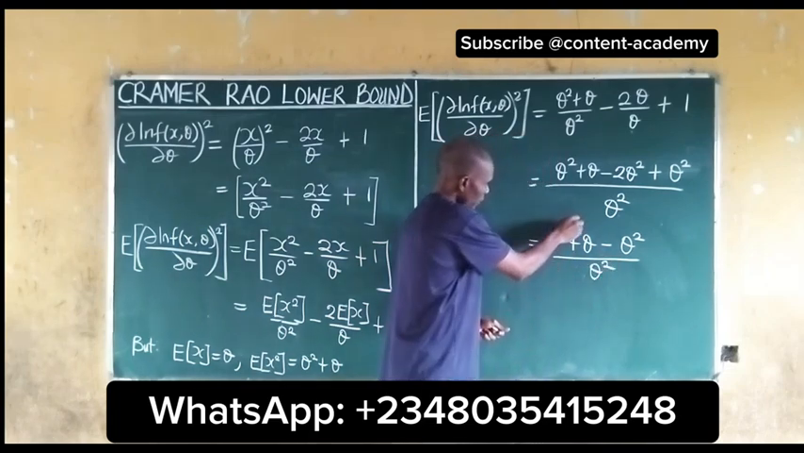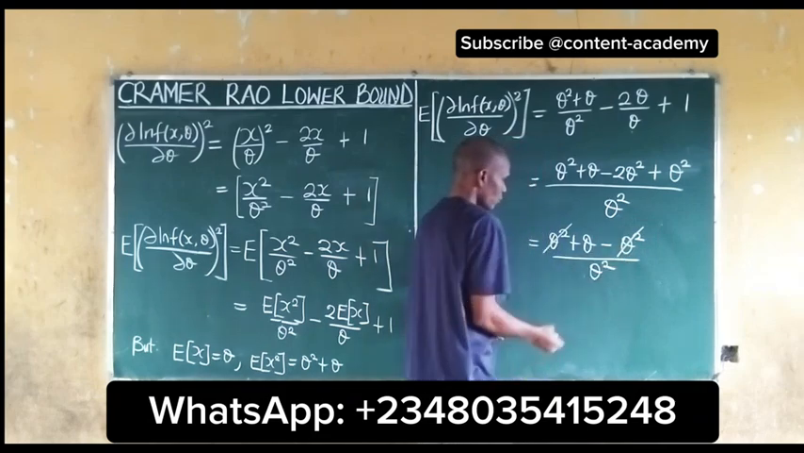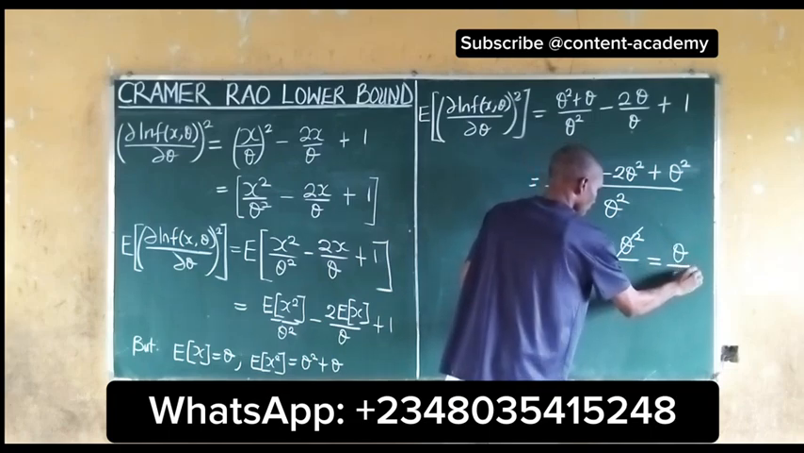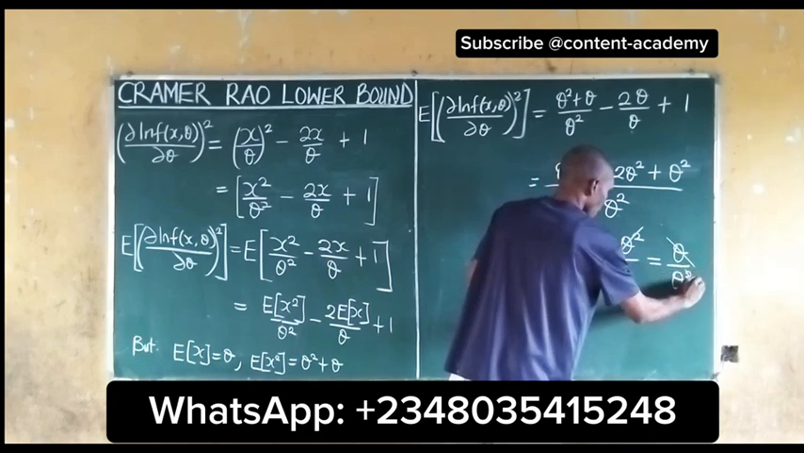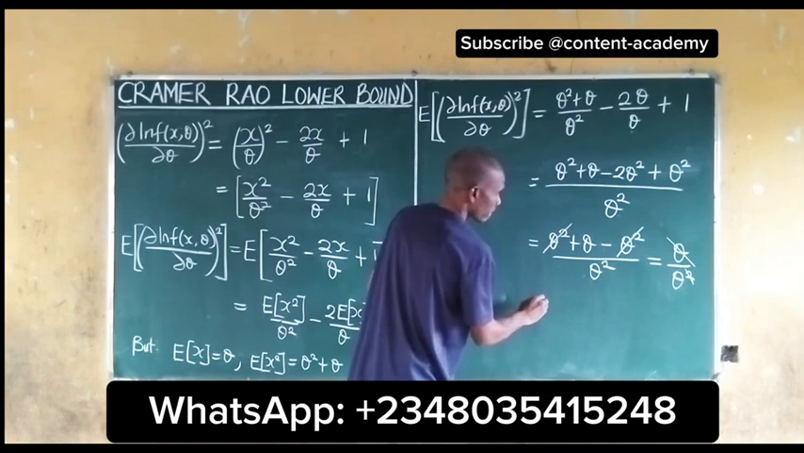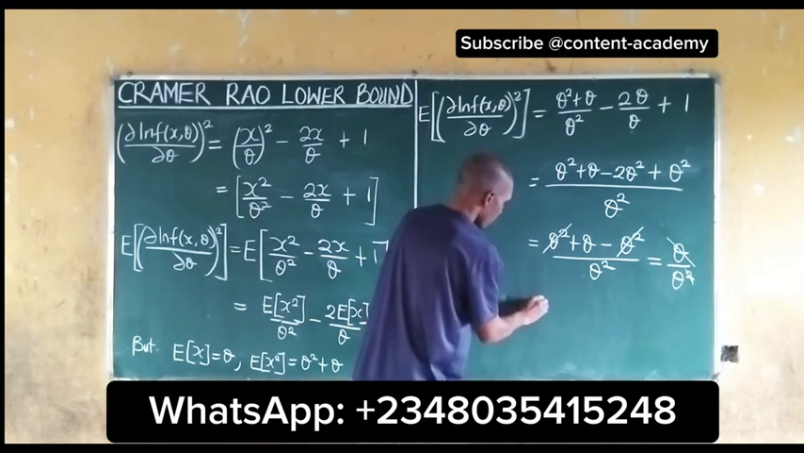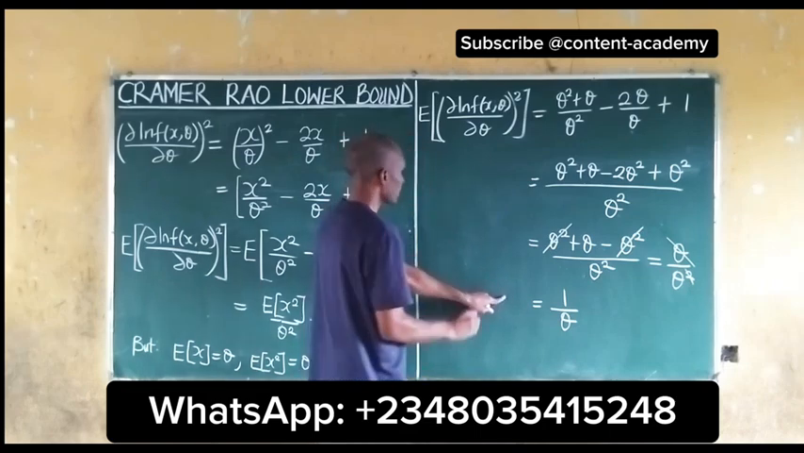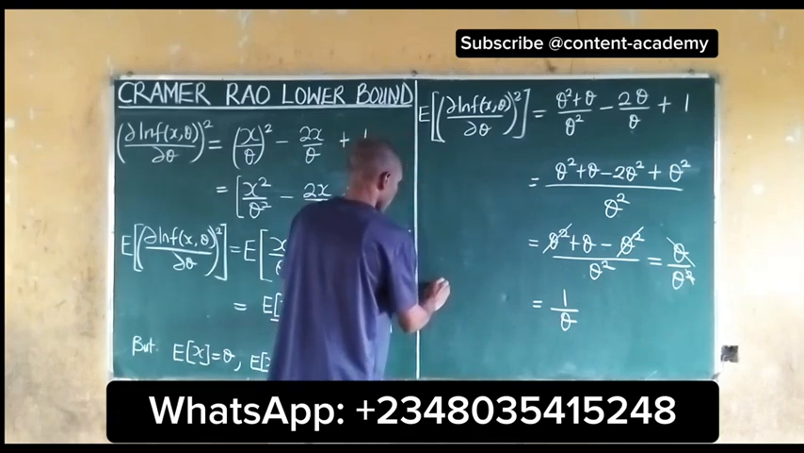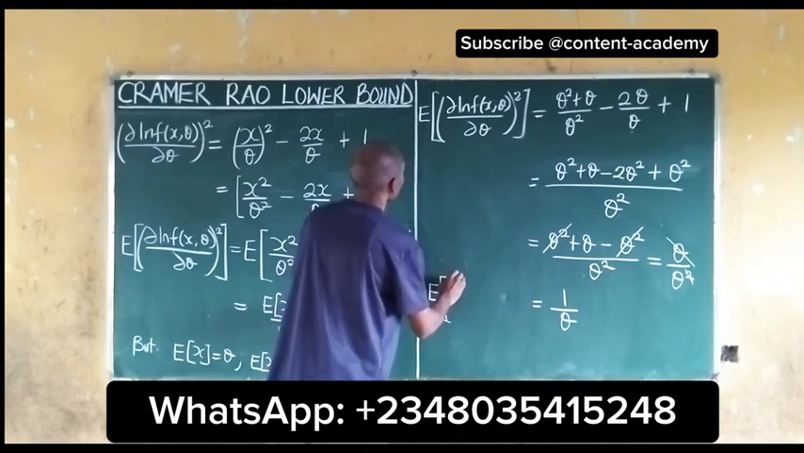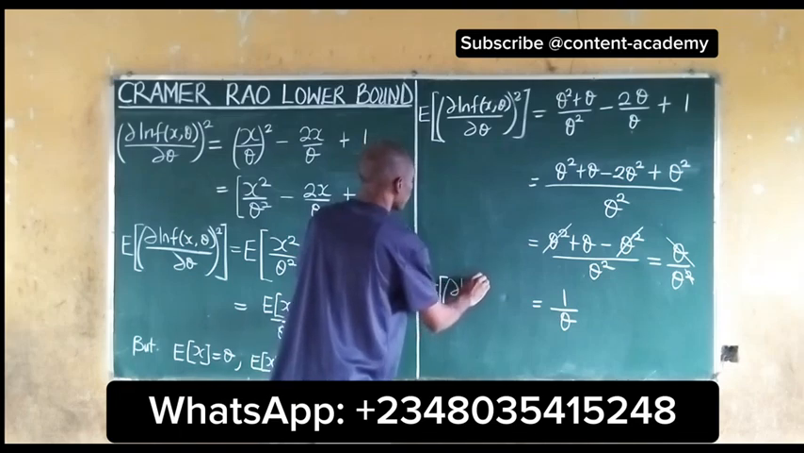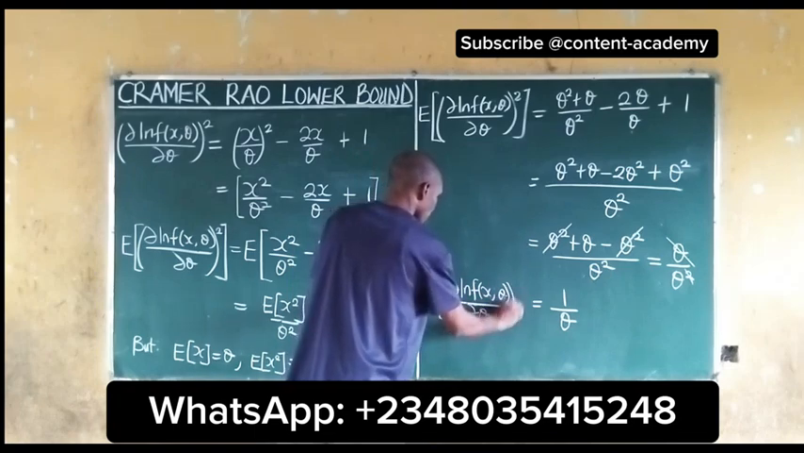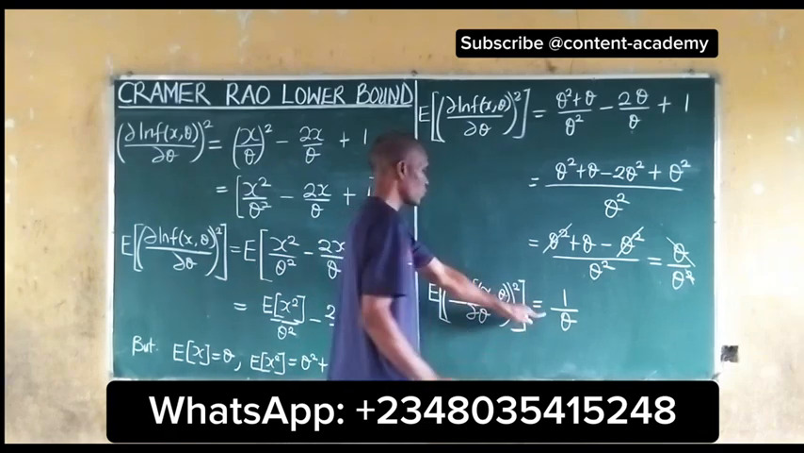Of course, this function will cancel this function to give us theta all over theta squared. Now, this function will also cancel this function to give us one all over theta. So we have 1 over theta as our expectation of the differential of the mean function f of x theta, all over theta squared. So this is what we get.